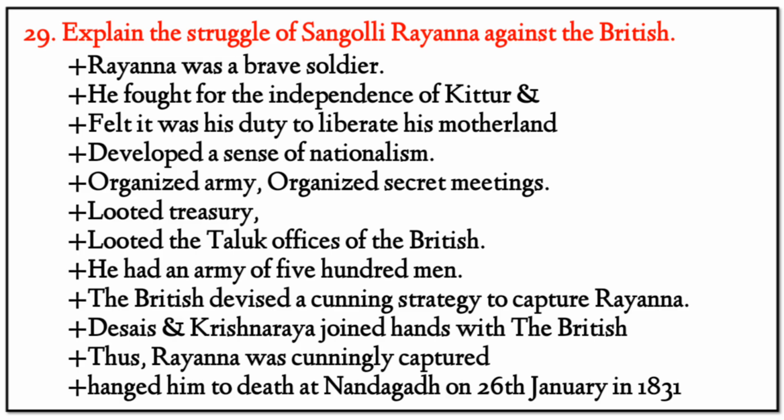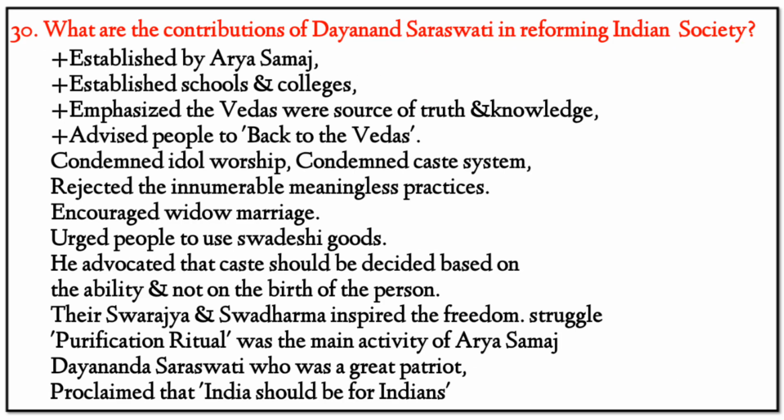Next, question number 30. What are the contributions of Dayanand Saraswati ji in reforming Indian society? Very important question. Established the Arya Samaj, and schools and colleges, emphasized that the Vedas were the source of truth and knowledge, advised people to go back to the Vedas, condemned idol worship, condemned the caste system, rejected innumerable meaningless practices, encouraged widow remarriage, urged people to use swadeshi goods. He advocated that caste should be decided based on ability, not on the birth of a person.